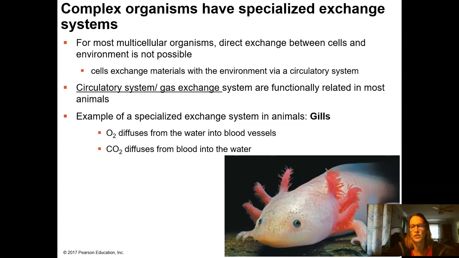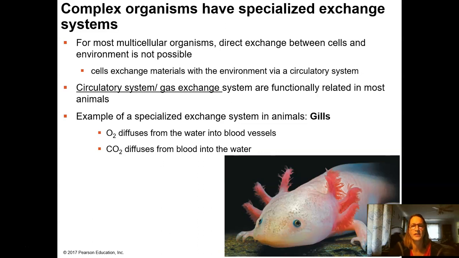Complex organisms, though, do have specialized exchange systems. For most organisms, direct exchange between the cells and the environment is not possible like it is in organisms with the gastrovascular cavity. So most multicellular organisms are considered complex organisms, and they would require a more advanced specialized exchange system. In this case, we're talking about the circulatory system and the gas exchange system being closely tied for these complex organisms.